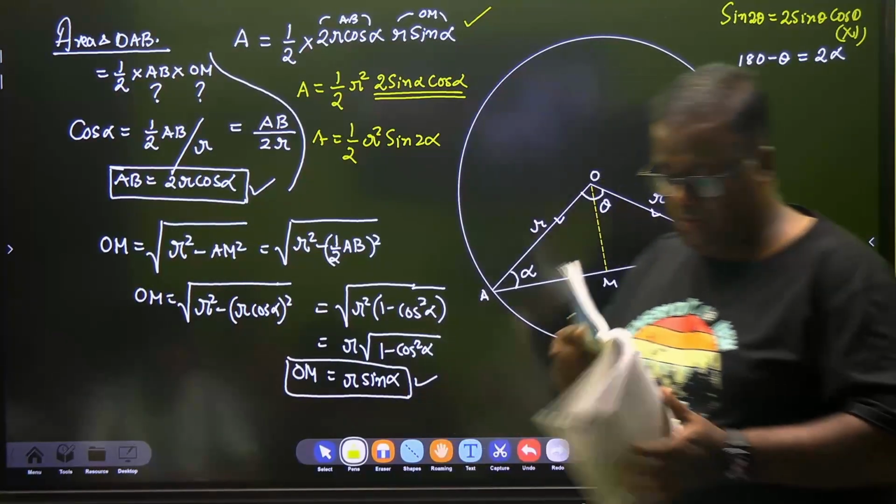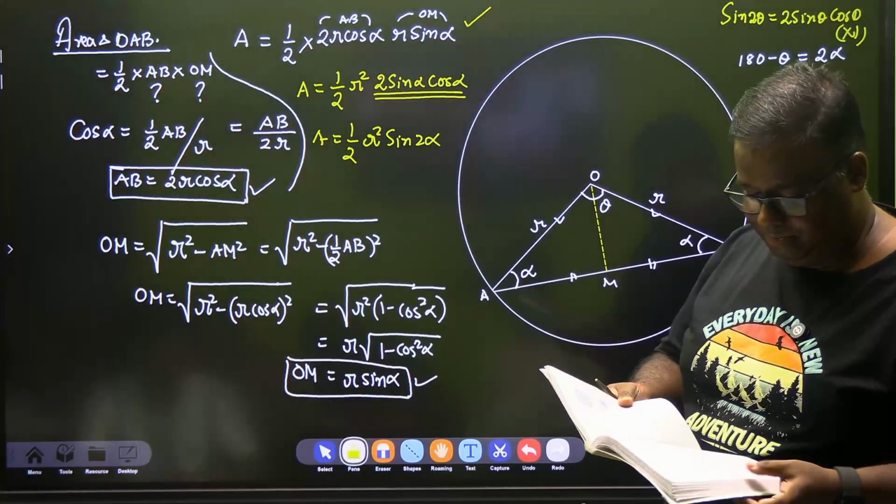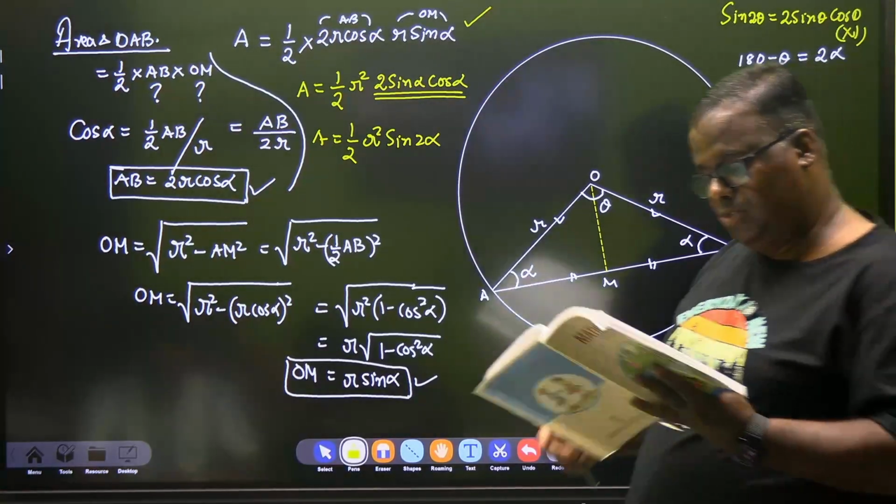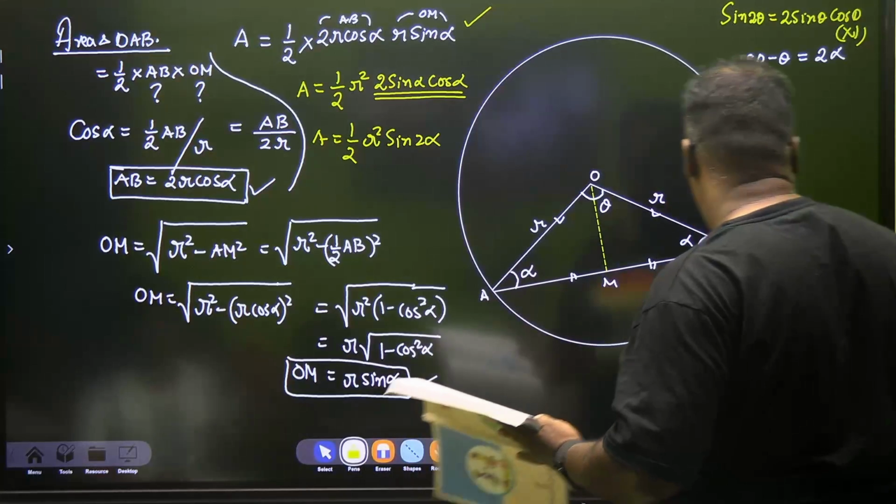But this will also be very calculation intensive, huh? So let's do this horse problem. This is one of my favorite problems. Shall we?